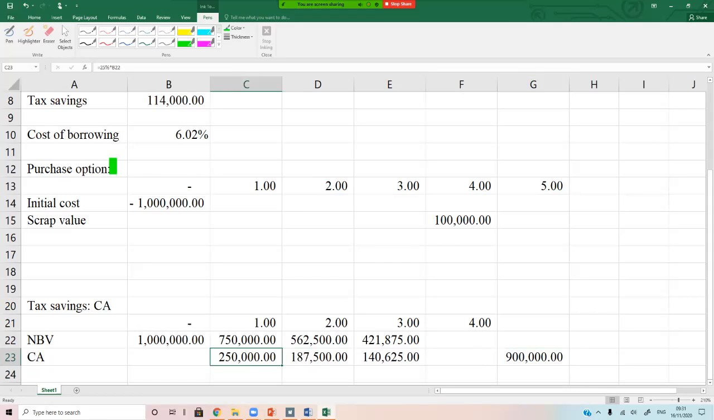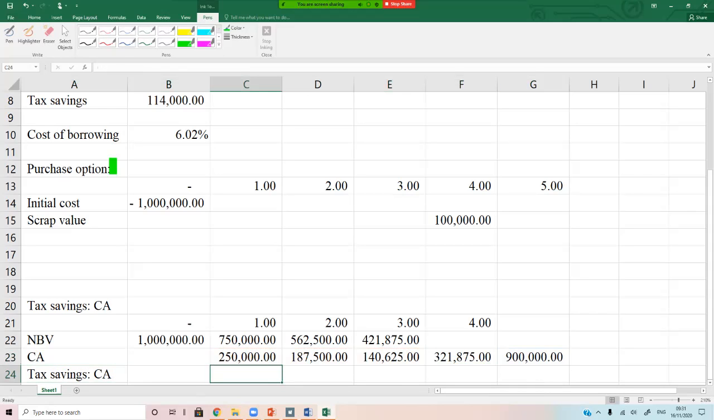You claim 250, 187, 140 in year 1 to year 3. Therefore, you claim the balance in year 4, which will be equal to 900,000 minus the sum of what you claimed so far. You claim 250 all the way to 140,000. Let's therefore claim the balance in year 4 of 321,875,000. Clear, Sanya? Yes, sir. Great. Therefore, here you can have tax savings.